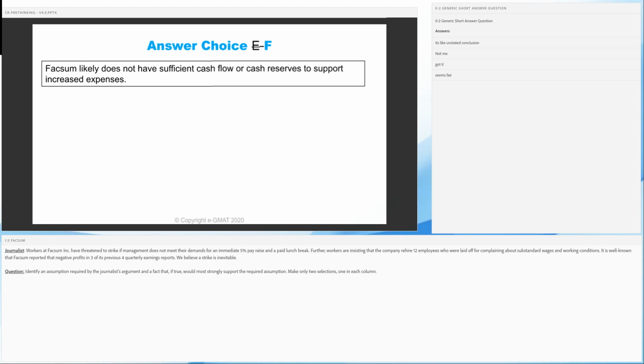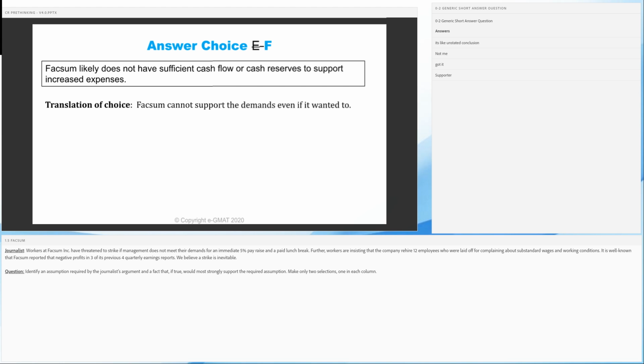Choice F. Okay, I'm not going to go towards E. I think not very many people. So Maxim doesn't have sufficient cash flow reserves to support. That's something we came up with. It's a pre-thinking. It doesn't have the money to support. That's essential. That must be true for the strike to be inevitable.